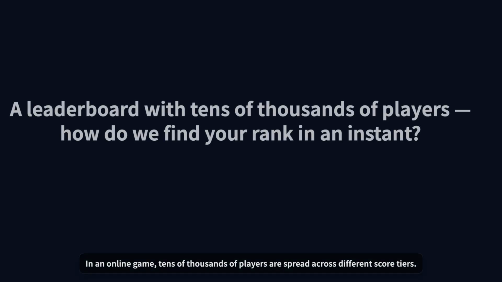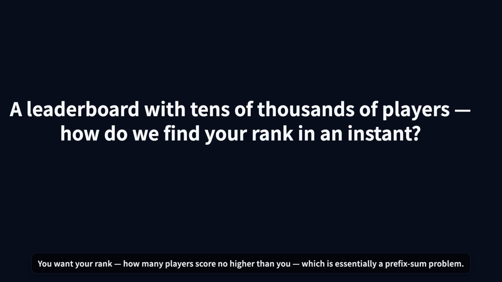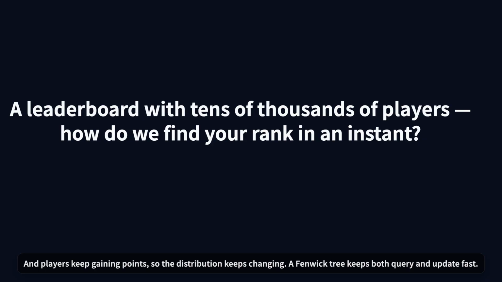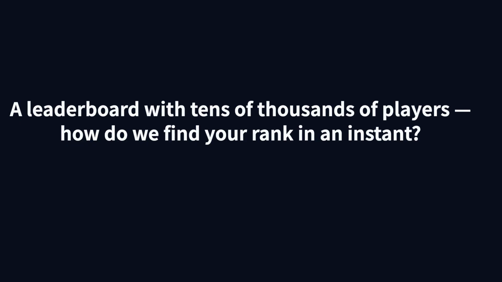In an online game, tens of thousands of players are spread across different score tiers. You watch your rank, how many players score no higher than you, which is essentially a prefix-sum problem. And players keep gaining points, so the distribution keeps changing. A Fenwick tree keeps both query and update fast.